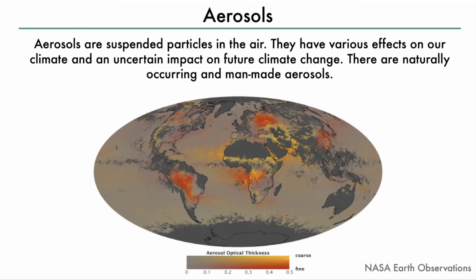So aerosols are basically just any suspended particle in the air. There are naturally occurring ones like sea salt, dust, bacteria, volcano outgassing. And then there are also man-made aerosols like black carbon and pollution. But they have various impacts on the change in temperature, the response of the climate system.